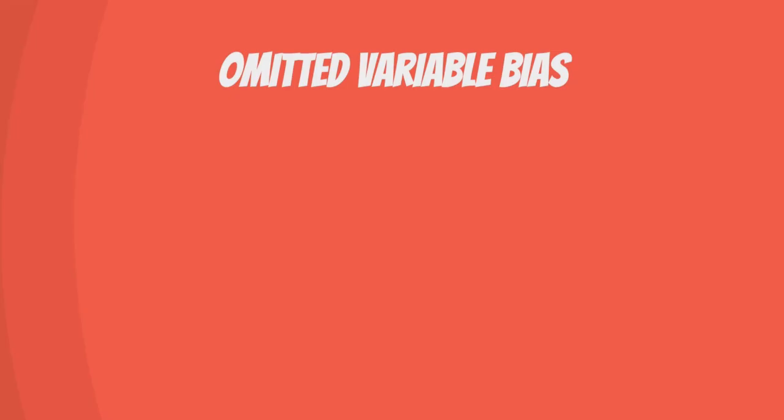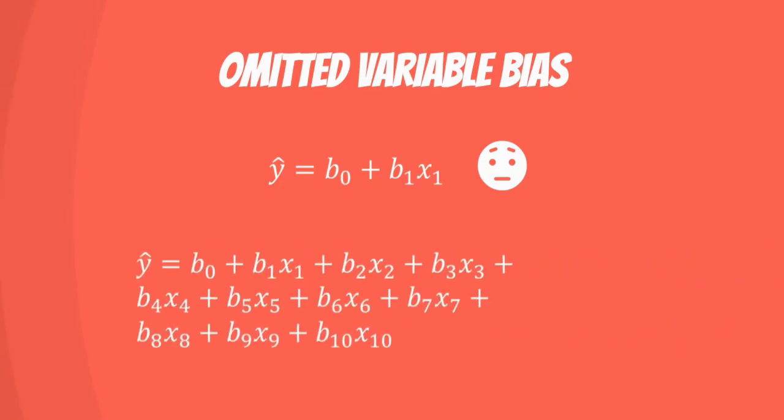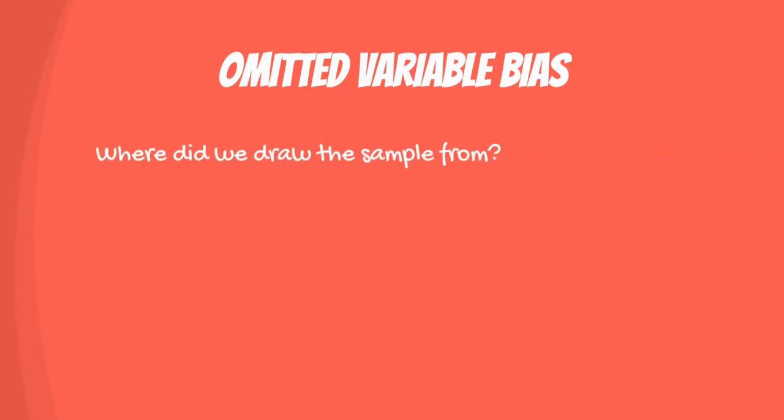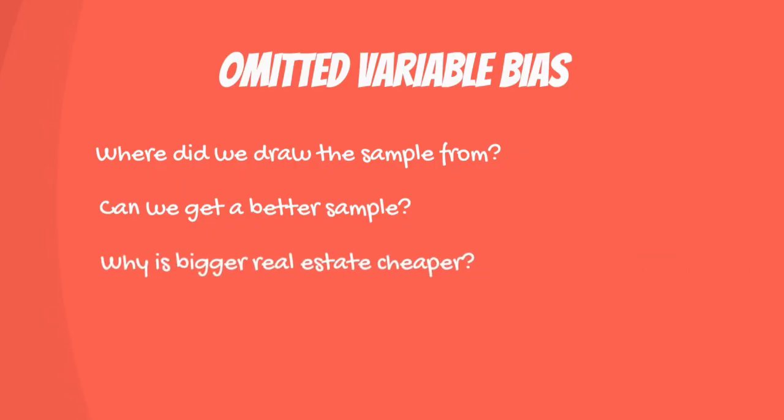Omitted variable bias is hard to fix. Think of all the things you may have missed that led to this poor result. We have only one variable, but when your model is exhaustive with 10 variables or more, you may feel disheartened. Critical thinking time. Where did we draw the sample from? Can we get a better sample? Why is bigger real estate cheaper? All right, let me give you more information. The sample comprises apartment buildings in central London and is large. So the problem is not with the sample.